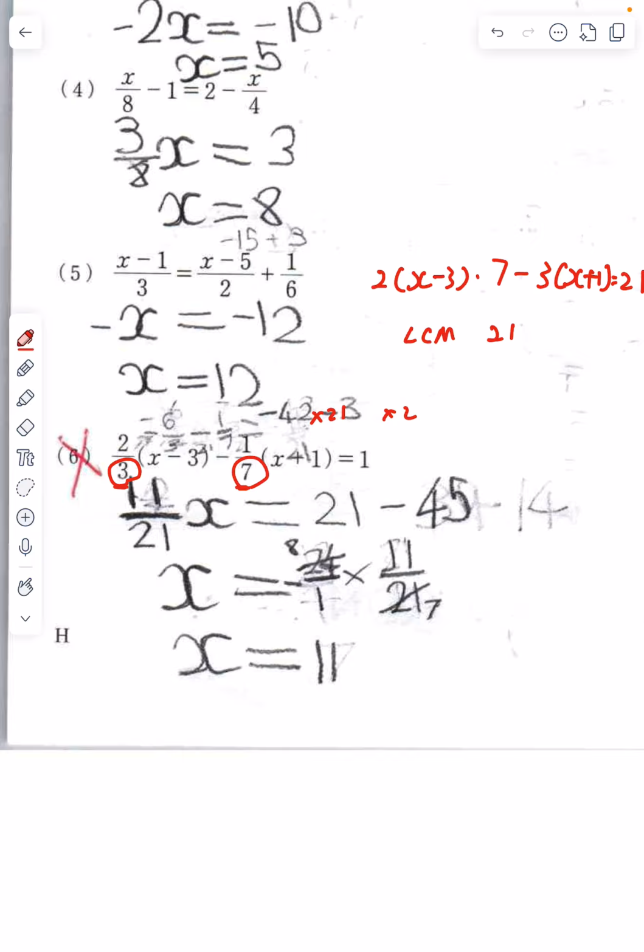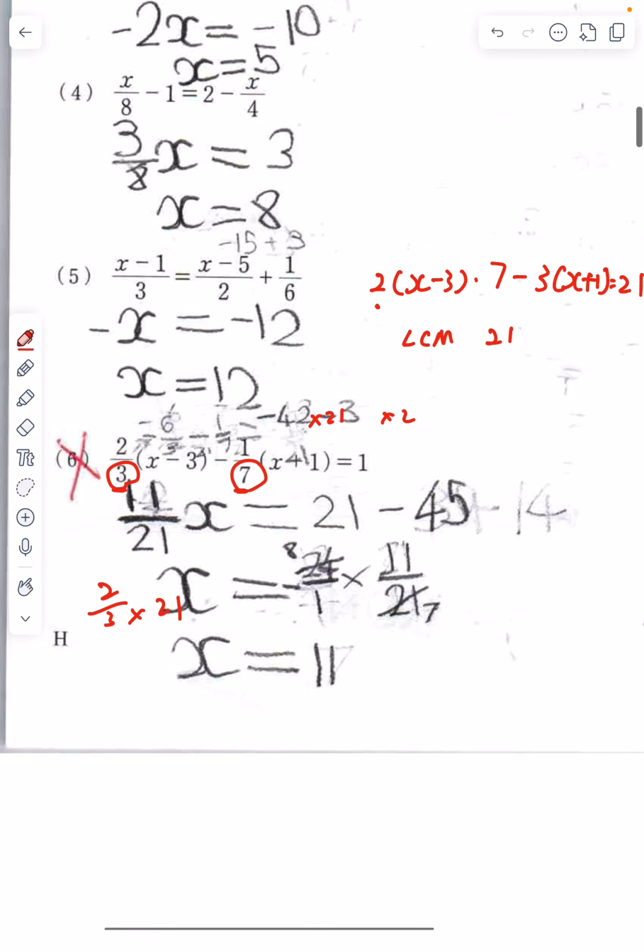So you might want to ask, where does 2 come from? The 2 comes from the 2 over 3 times 21. And then the 3 over here comes from the 1 over 7 times 21. So your goal is to eliminate any fractions appearing in the question. In that case, it's going to make your life much easier.